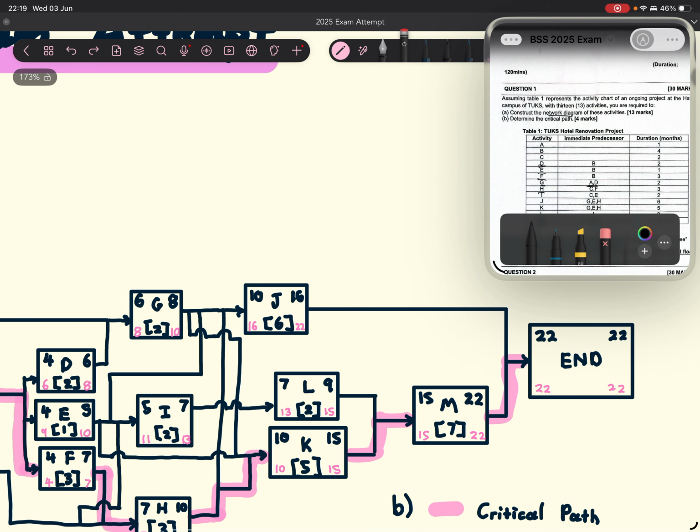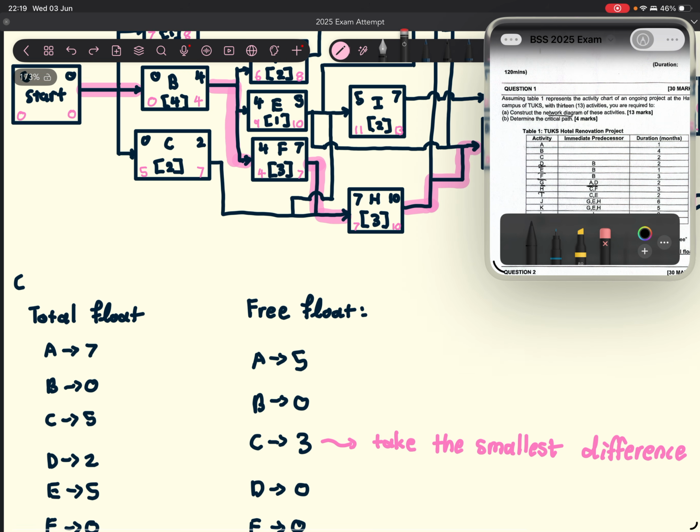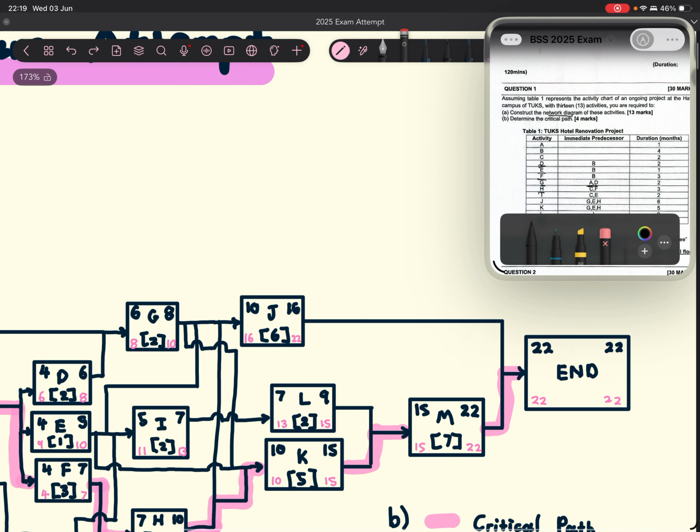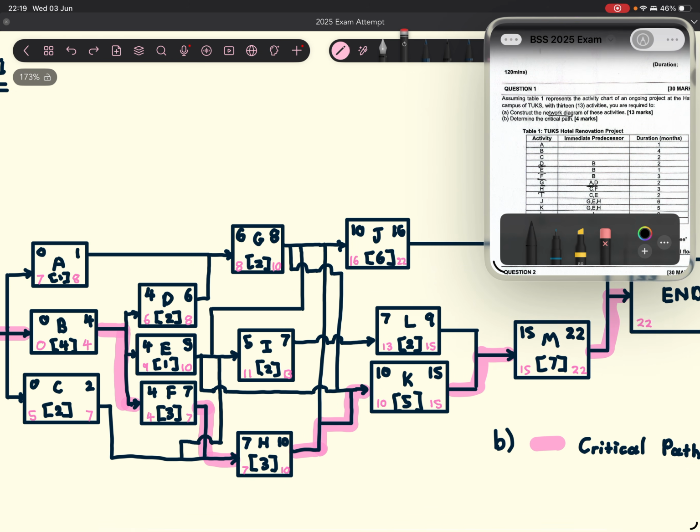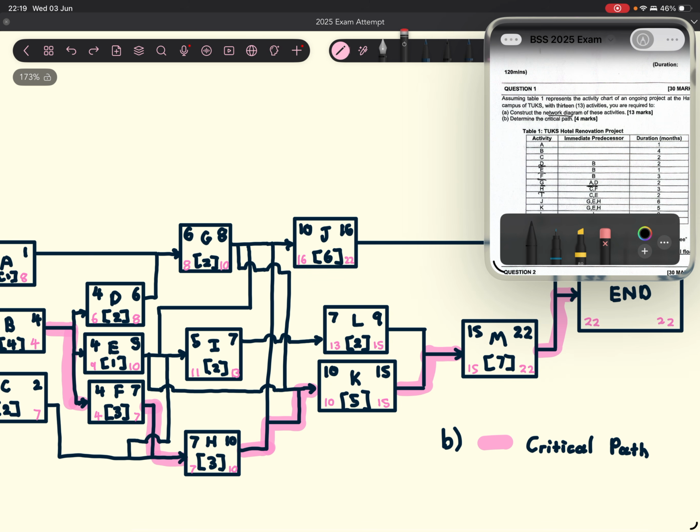And then to calculate the total float, it's just this number minus that number. And then to calculate the free float, for example, let's do activity L. The free float for activity L is going to be the successive early start, so the early start of the next activity, subtracted by the early finish of the current activity. So 15 minus 9, that's going to be the free float for activity L. Cool, hope that makes sense.